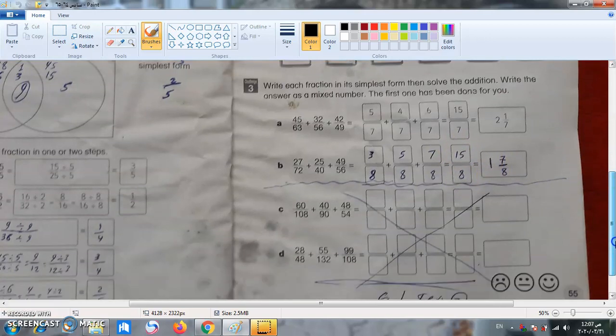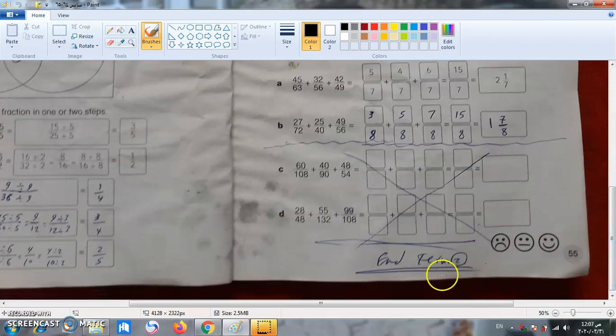That's enough for our lesson today. The last exercise is cancelled. We went to the end of our term.